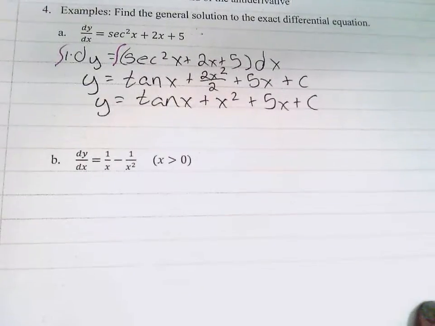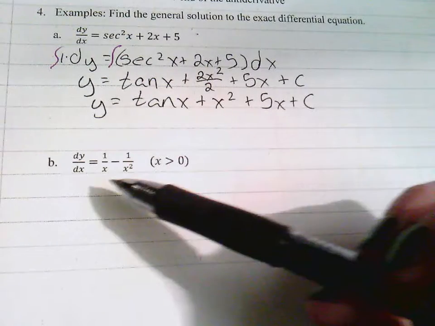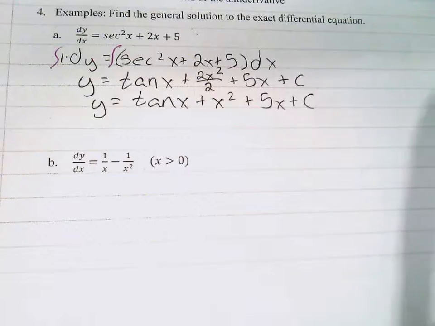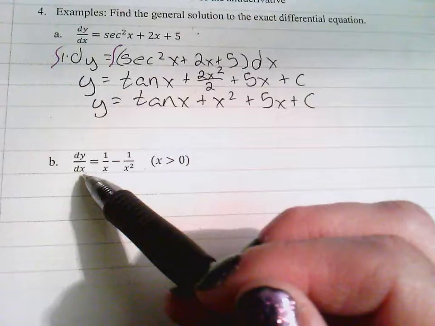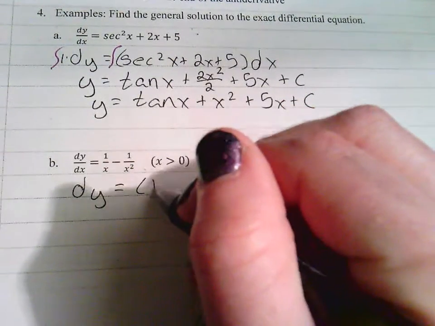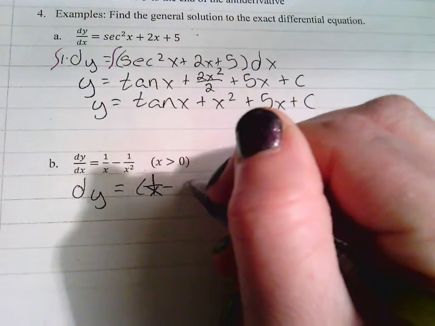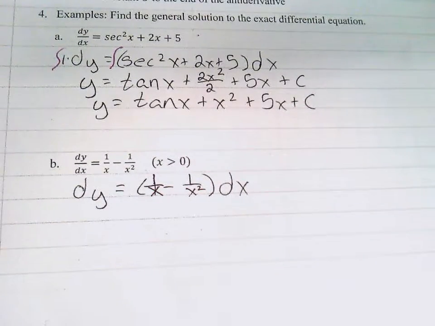Alright, next one. So we have our derivative equals 1 over x minus 1 over x squared, where x is greater than 0. And you're going to see why soon. We know why x can't equal 0, because we have x's on the bottom, and to integrate something it has to be continuous over an interval. Well, we know it is. So multiply both sides by dx, so you get dy equals 1 over x minus 1 over x squared dx. Integrate both sides.